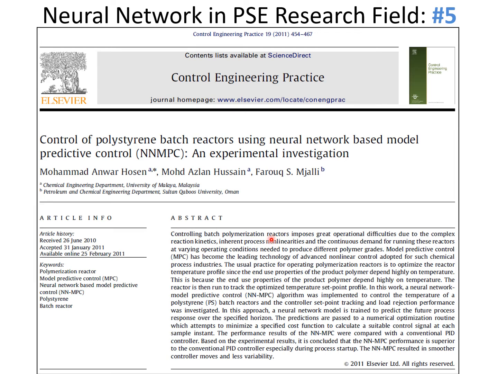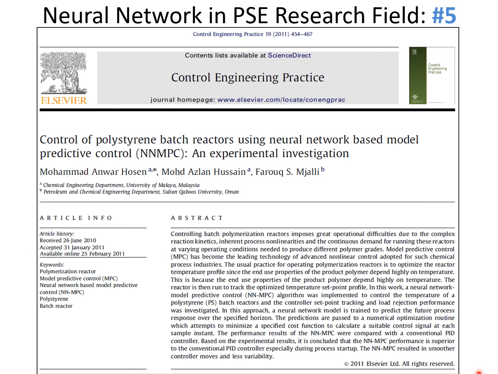Controlling batch polymerizers, of course, you know is very complex, not easy. Model predictive control has become a leading technology, but again, it is difficult to get models. Model predictive control needs models, and you need to get good models. It's not easy to get them because of that. So in this case, we use a neural network model. Neural network model predictive control is implemented to control the temperature of the polystyrene batch reactor, and the controller set point and load performance are investigated for servo and for regulatory control.